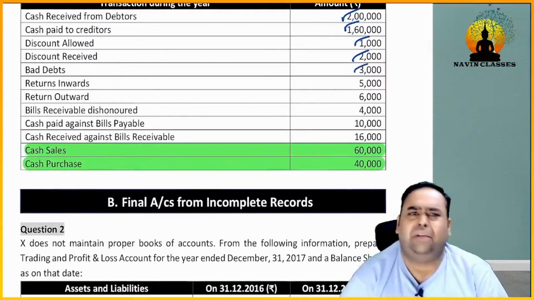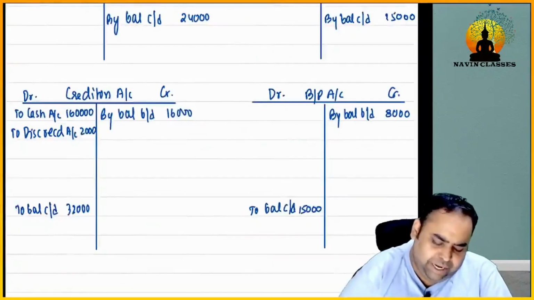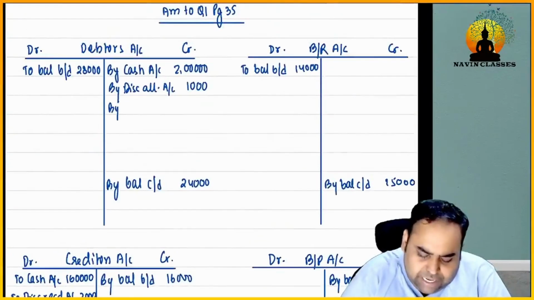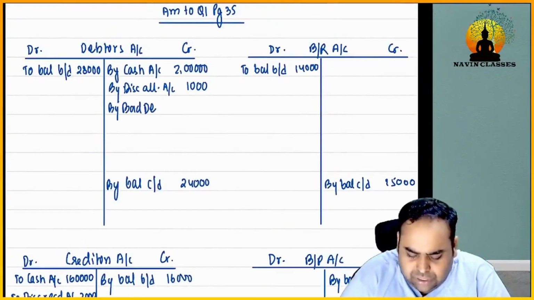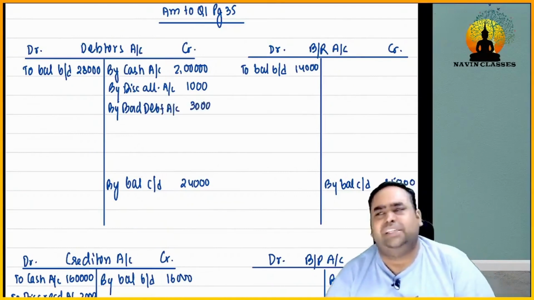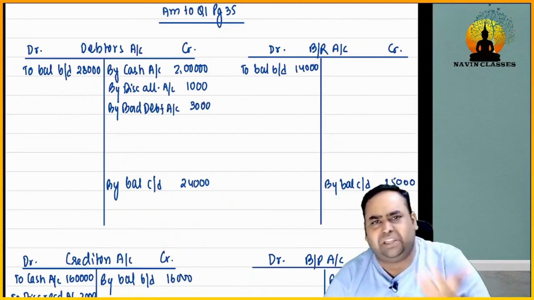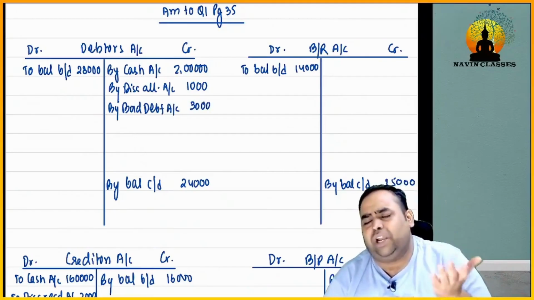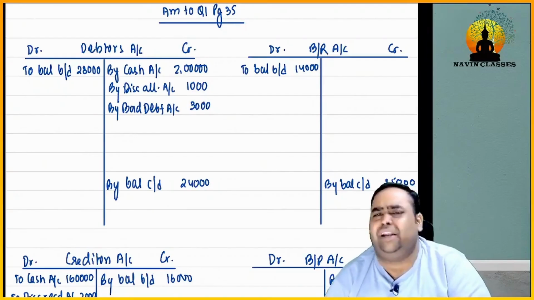Bad debt is 3,000 and bad debts are from debtors. Due to bad debts, debtors will decrease, so it will be in credit by bad debt, 3,000. You can also pass journal entries by thinking it through. This is a simple way to analyze in the ledger which asset is increasing and which asset is decreasing. Then debit and credit will be clear to you.